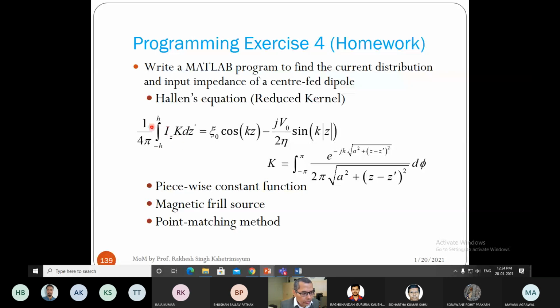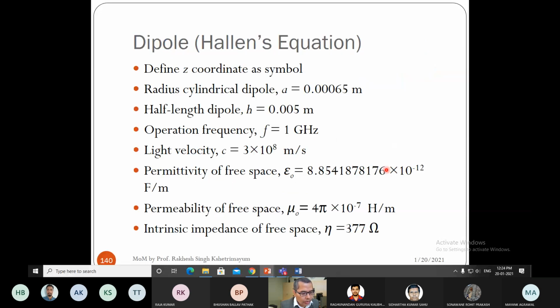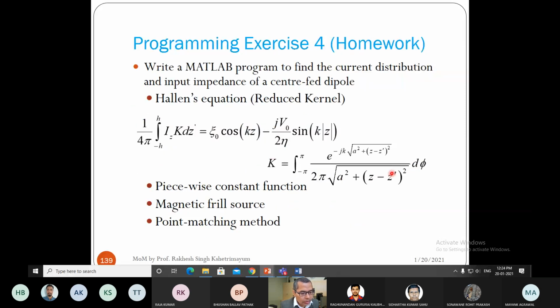So you have this equation, left hand side 1 by 4 pi, integral from minus h to h, Iz K dz dash. We call this K the kernel. Look at the kernel here. The kernel here is after you apply the thin wire approximation, and it's a very simple one. The difficult one we have already discussed in the class. For your homework, this will be the reduced kernel. The right hand side remains the same. Only the kernel has been reduced. So your programming exercise homework would be much easier than what we have discussed in the class.